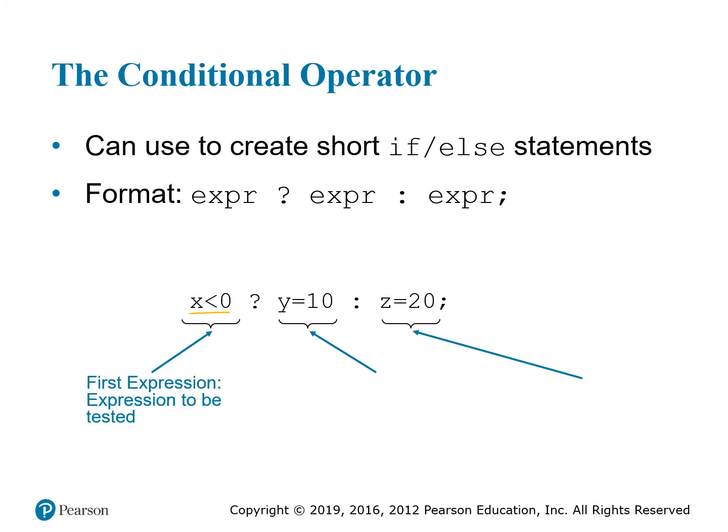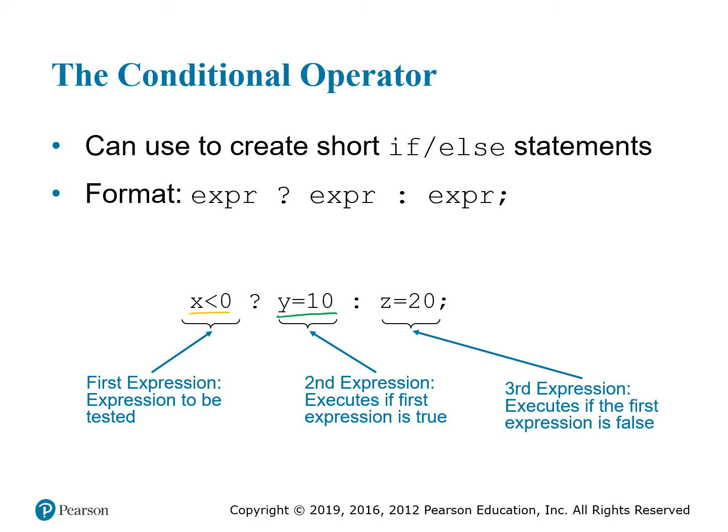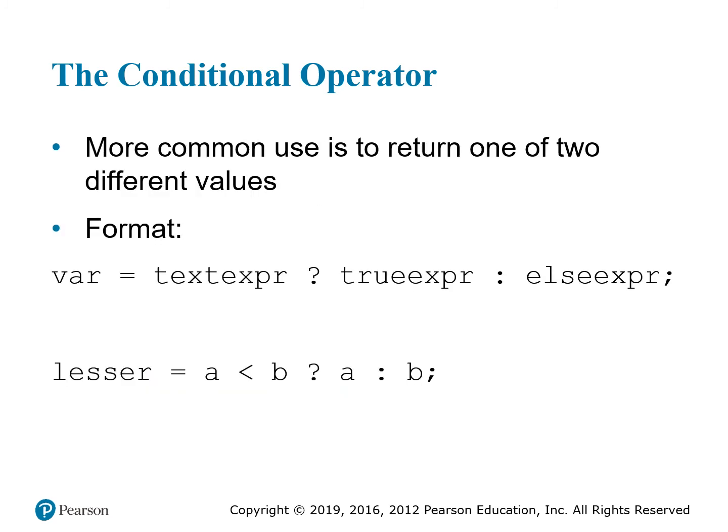We check the expression x less than 0. If it's true, we execute y equals 10. If it's false, we execute z equals 20. That's kind of an odd way to do it. Most people don't use that for just a one-line if expression.